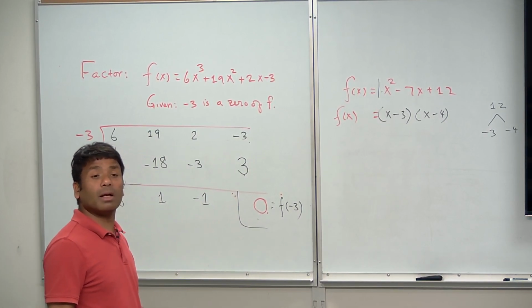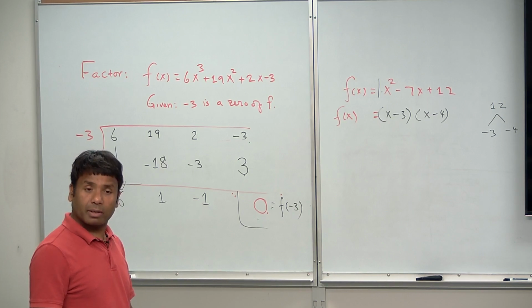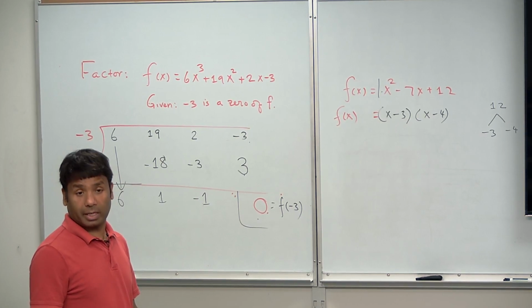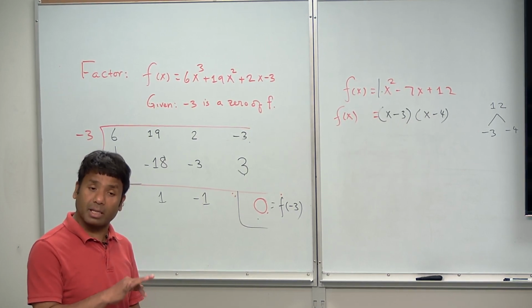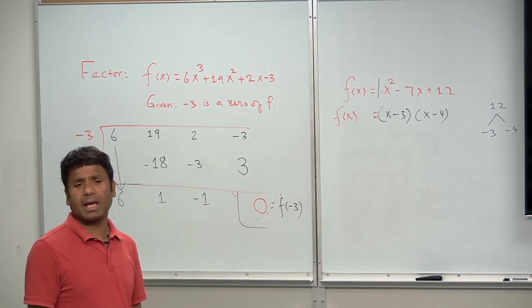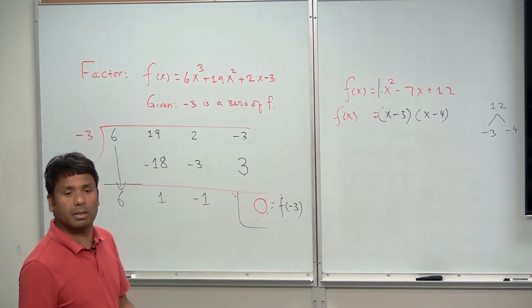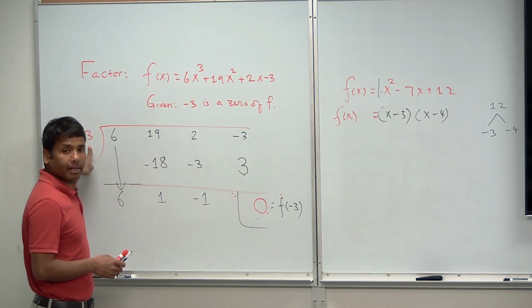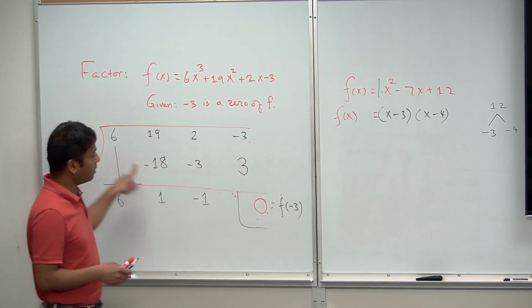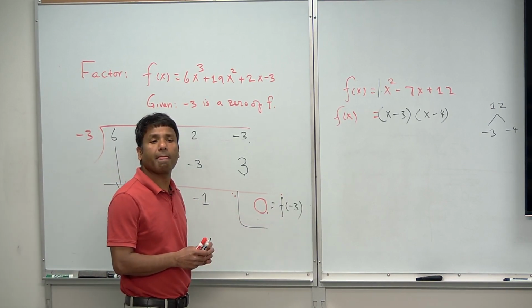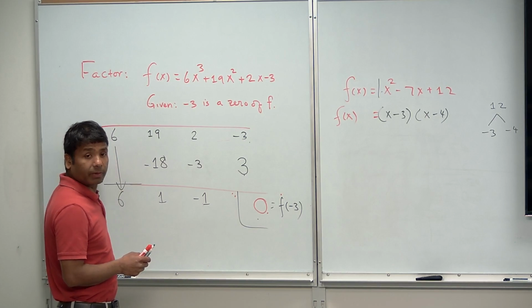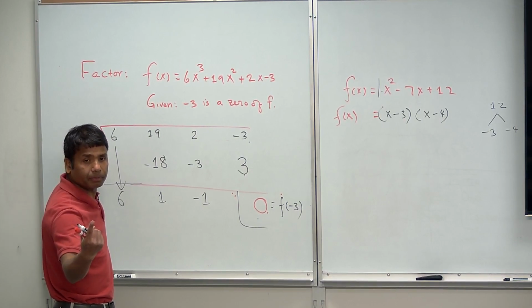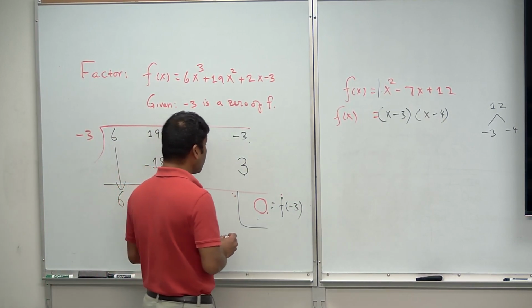If you have a polynomial f(x), f(k) is the remainder when the polynomial f(x) is divided by x minus k. Here, this polynomial is divided by x plus 3, so what is the remainder? f of negative 3, and this negative 3 is a 0. So x plus 3 is one factor.